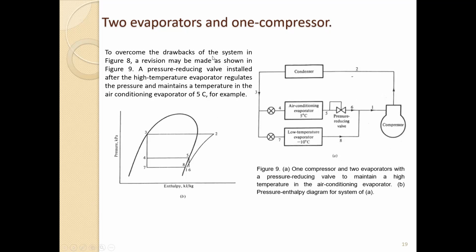So to overcome drawbacks of the system in figure 8, a revision may be made as shown in figure 9. So a pressure reducing valve installed after the high temperature evaporator regulates the pressure and maintains a temperature in the air conditioning evaporator of 5 C, for example. Ayan. So ito magiging diagram niya. So magkaiba na yung pressure at temperature.